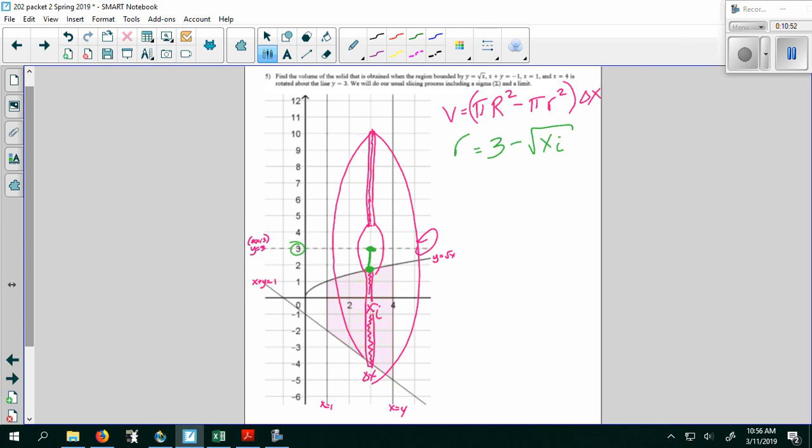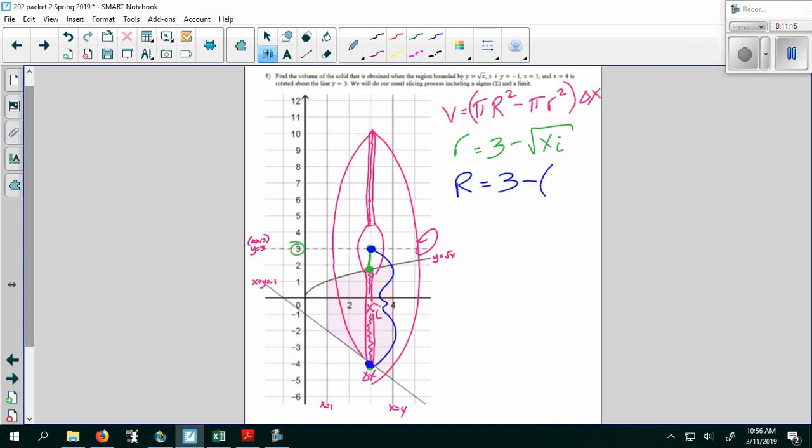Okay, now the capital R is the bigger one. It's the distance from the 3 to this point right here. So I'll do this in a different color. That distance is going to be 3 minus whatever this y value is.